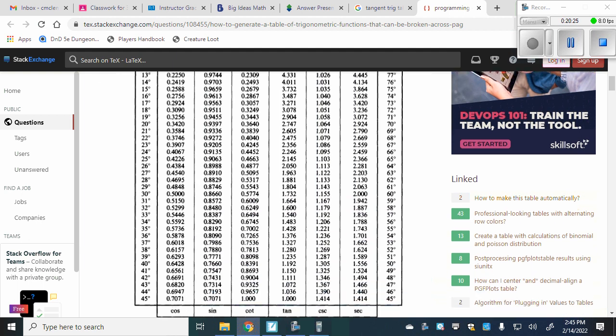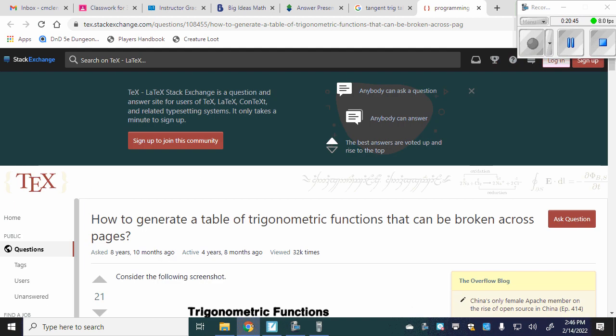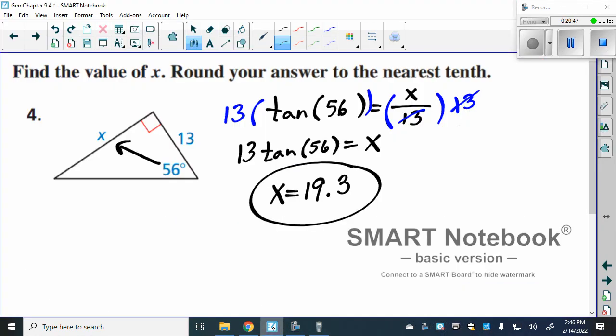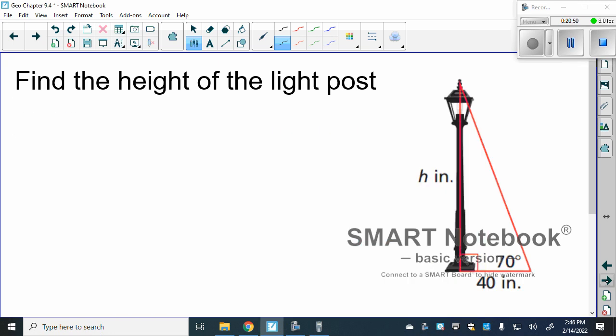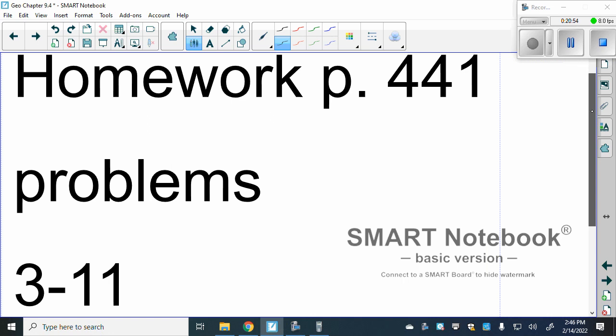Another way we can get there as well, instead of using 56, we can use 34. And tangent of 34 degrees would be here, 0.6745. And go with about using it that way. But this table is the old-fashioned way of actually solving for sine, cosine, and tangent values. But now that we have a calculator, it does a lot of it for us. And that's it. So your homework is on page 441, 3 through 11.